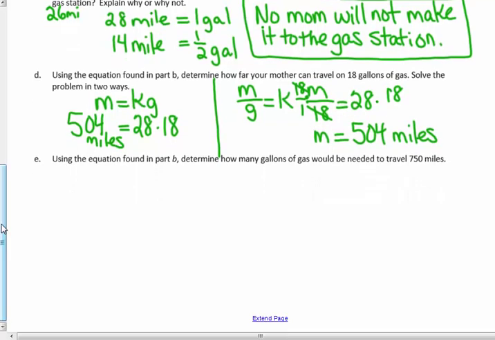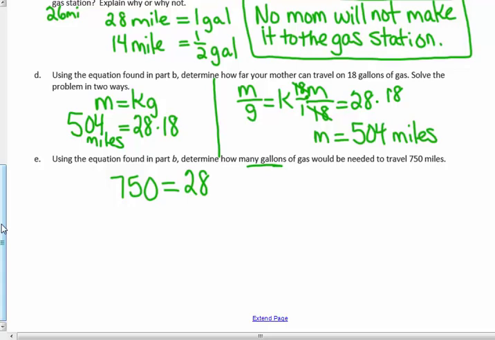Part E, using the equation found in Part B, determine how many gallons of gas would be needed to travel 750 miles. Okay, so 750 miles. I'm going to use this equation, miles equals k times g, that I have there from Part B. How many miles can I go? My constant is 28 miles per gallon.